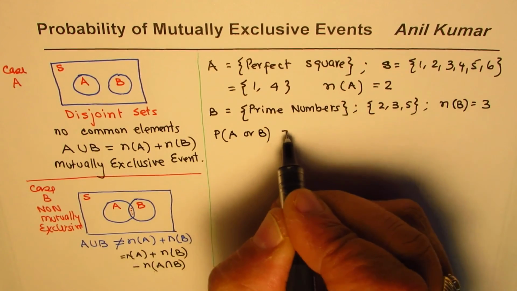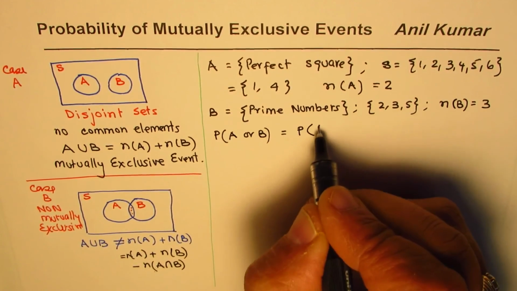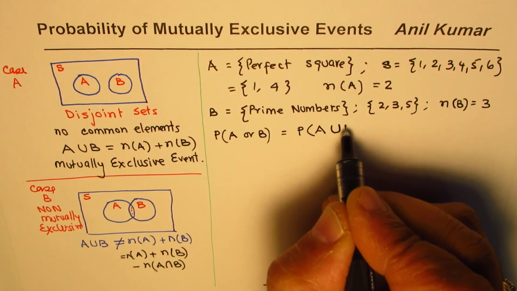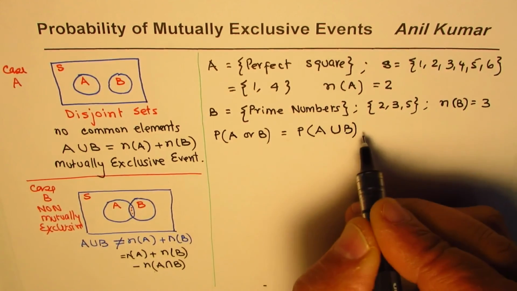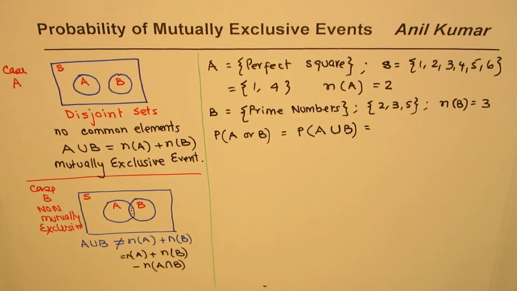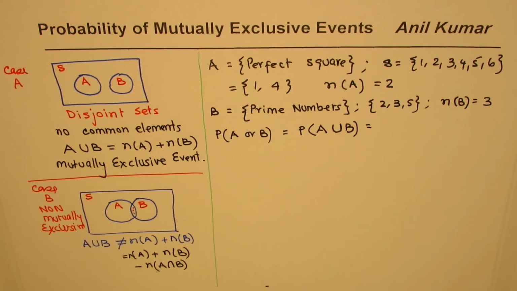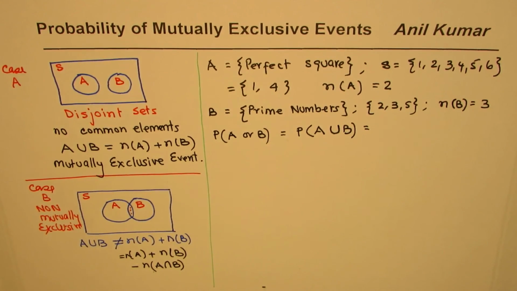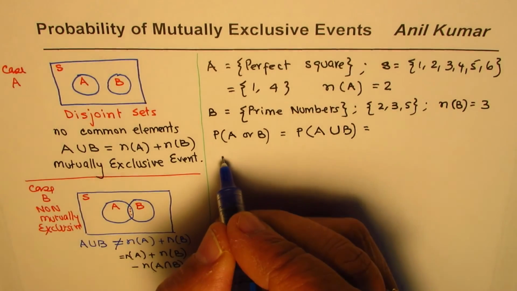A or B, which we also write as probability of A union B, either way. Now in that case, we can say that total number of elements are how many? Okay, let's get back to this sample space and then we'll move forward.